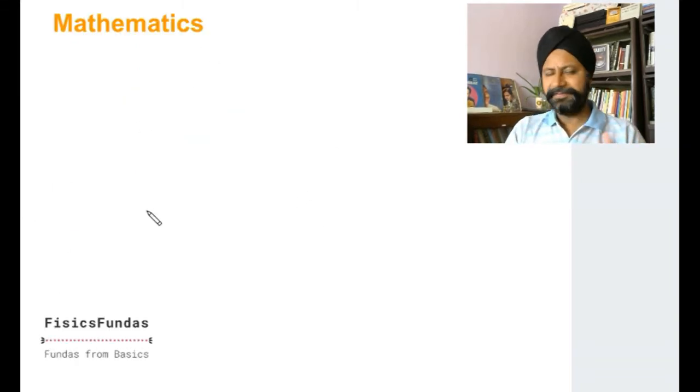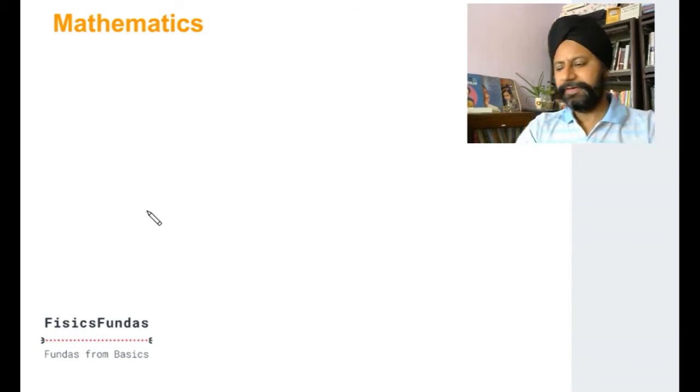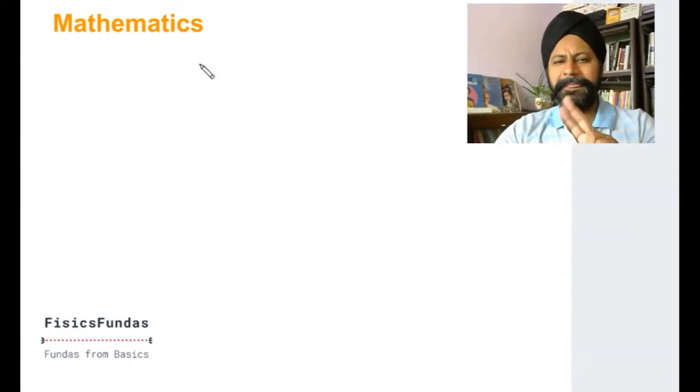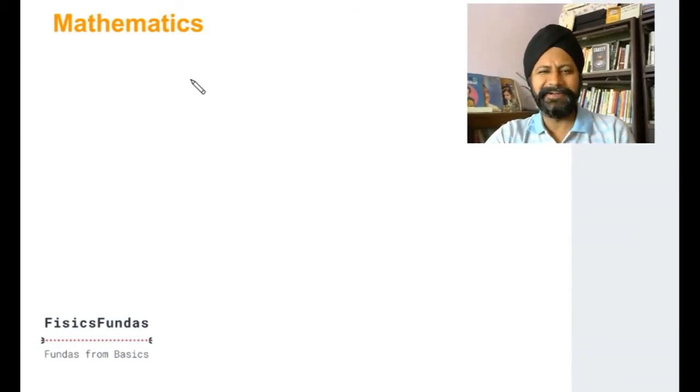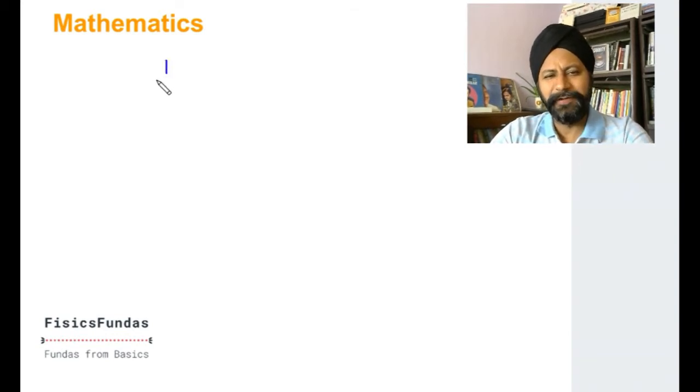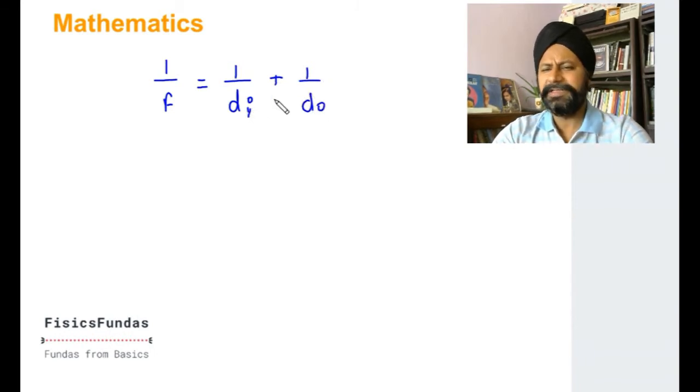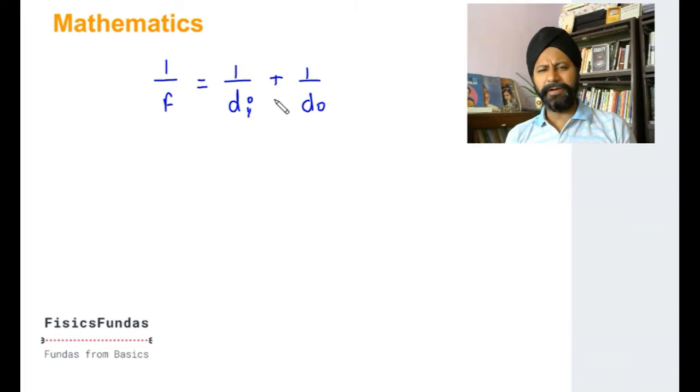Before we do that, we should also cover two formulas here. So how are these things related? The relation is 1 over f is equal to 1 over distance of image plus 1 over distance of object. And all these derivations are super duper easy. You can take any book and you will get it in 2 minutes. This is called the mirror formula.